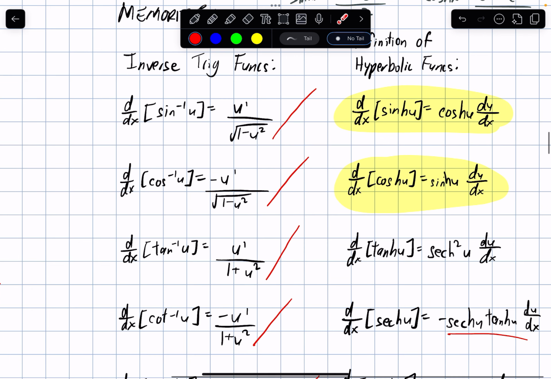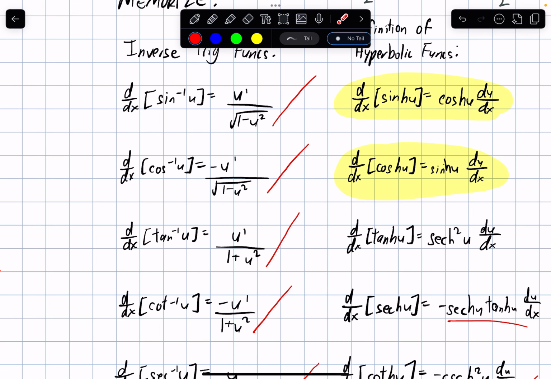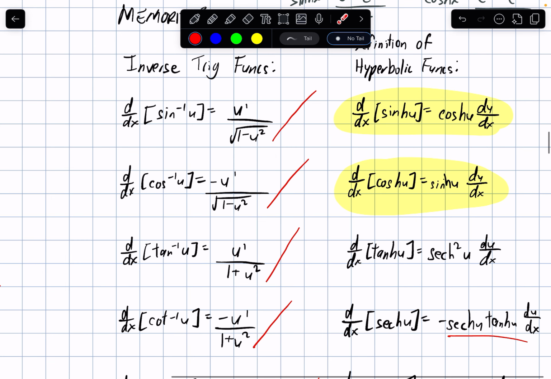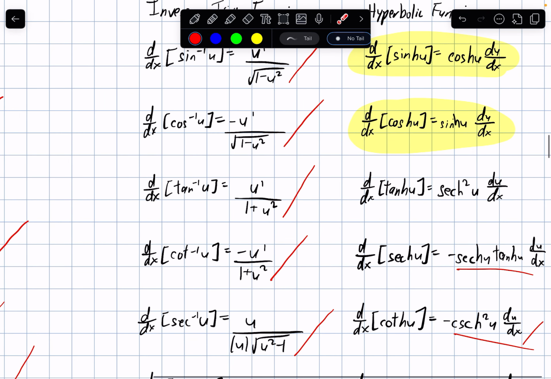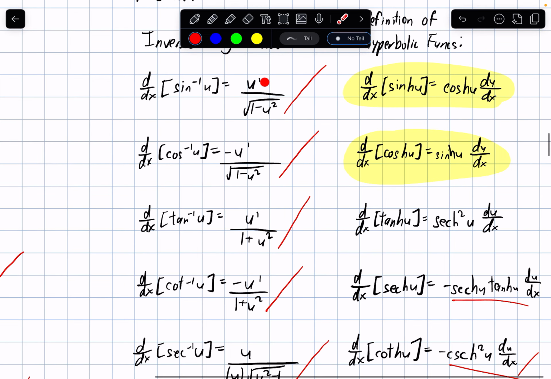Okay? So the numerator is still u prime, basically the derivative of u. And the denominator is exactly the same, square root of 1 minus u squared. And yeah, you just have a negative sign. How about the derivative of arctangent? The numerator is still the same, and it's going to be positive again this time, just like for arcsine. However, in the denominator, there's no more radical sign. It's going to be 1 plus u squared. So initially for arcsine and arccosine, the denominator is 1 minus u squared, right?